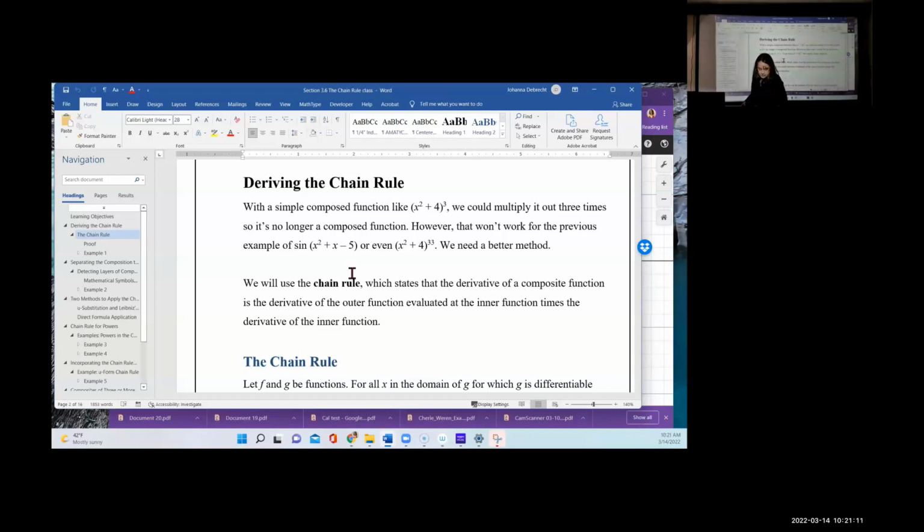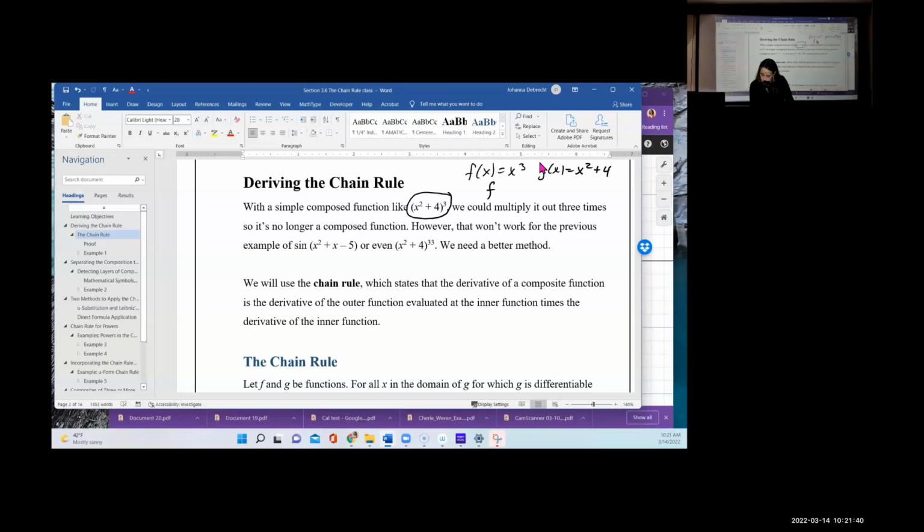And so let's take a look at deriving the chain rule. Here's another example of a composed function where we have a function x squared plus 4 substituted inside of another function, which is x cubed. So you can think of these functions as f of x equal to x cubed and g of x equal to x squared plus 4.